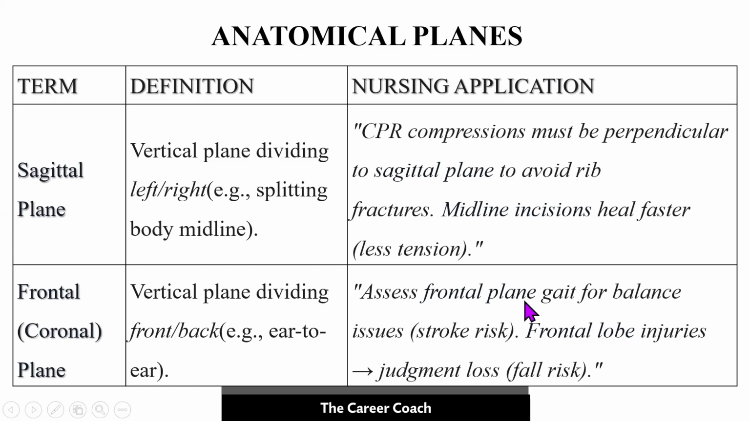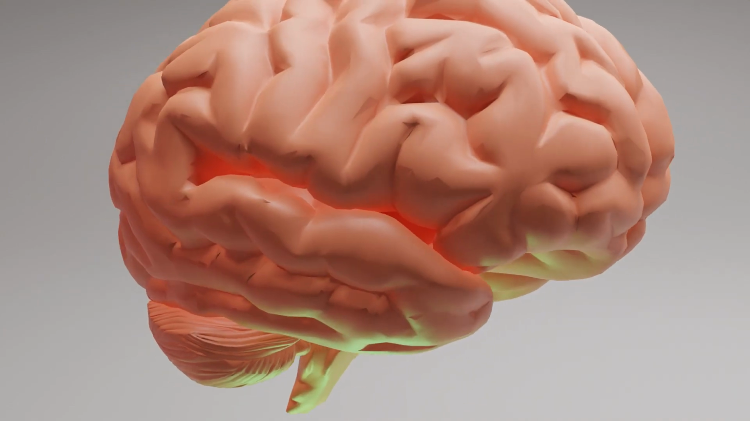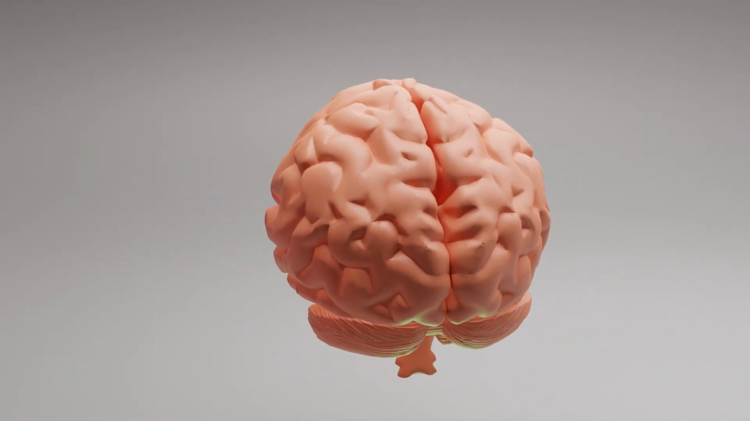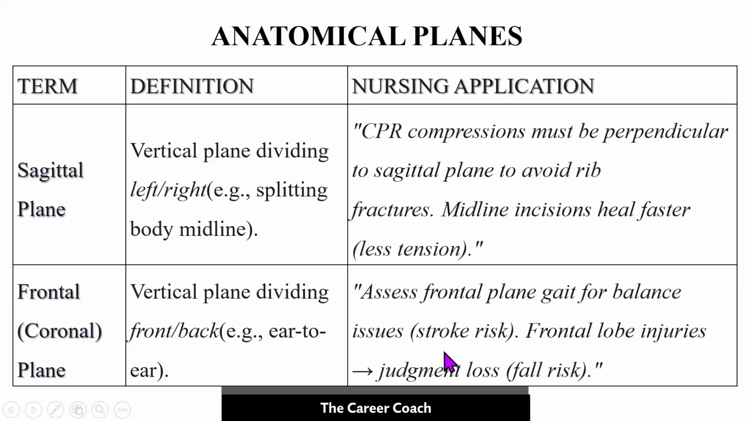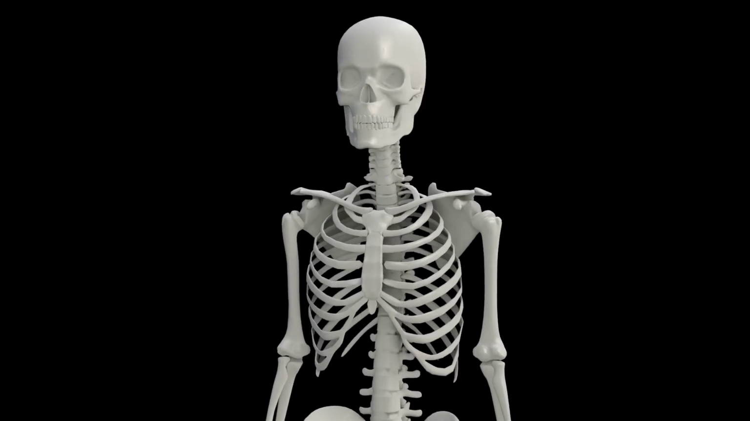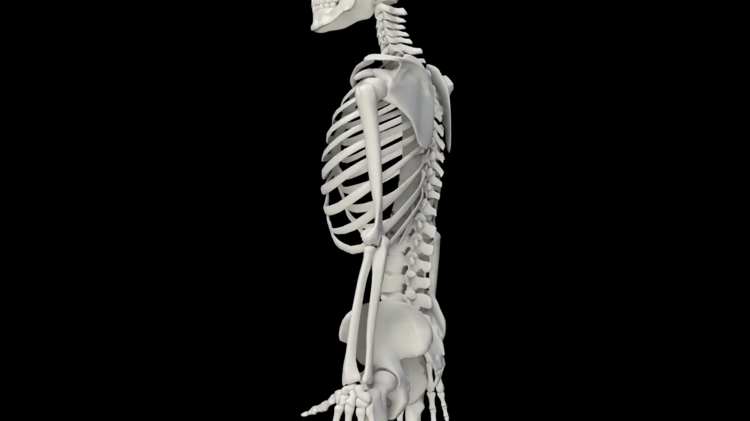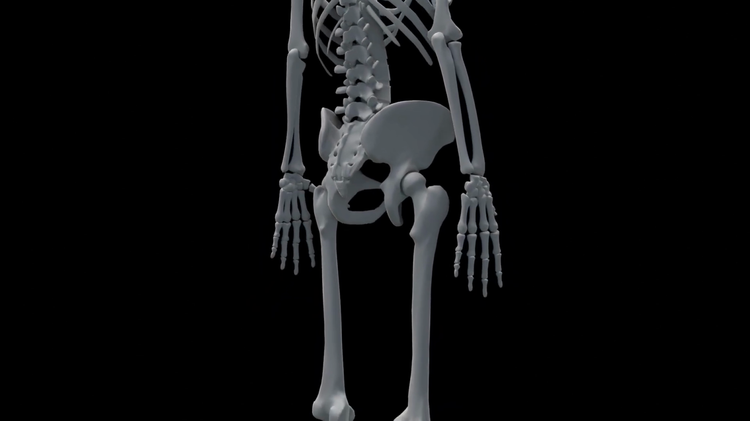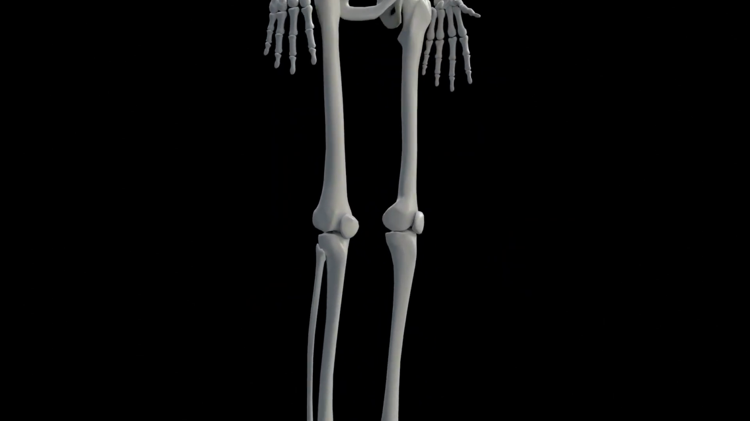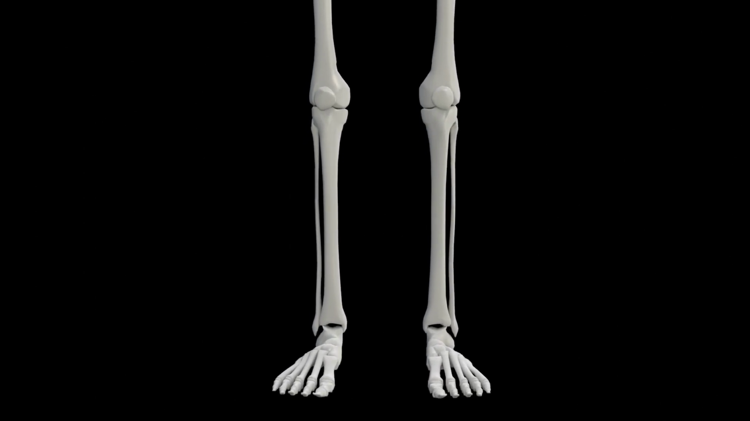When it says assess frontal plane gait for balance issues, what it's simply saying is to look out for side-to-side movements during walking. Side-to-side movements such as hip hiking, pelvic drop, or excessive swaying will indicate stroke risk or risk of falls for the patient. Why do we need to assess this? Poor control in the frontal coronal plane, for example the Trendelenburg gait, can signal weak hip abductors, vestibular dysfunction, or neurological impairment, which may increase the risk of falls.